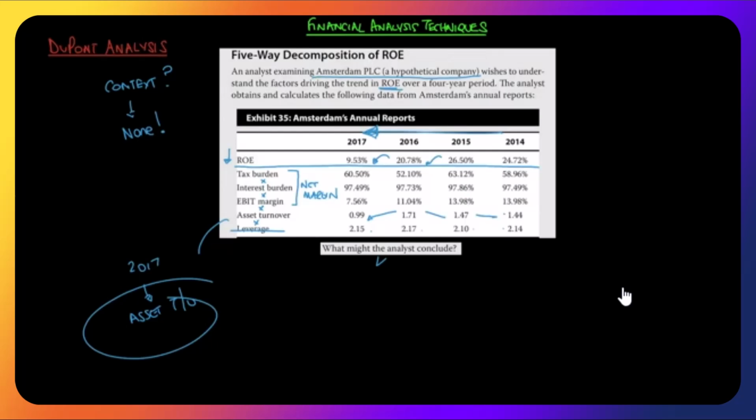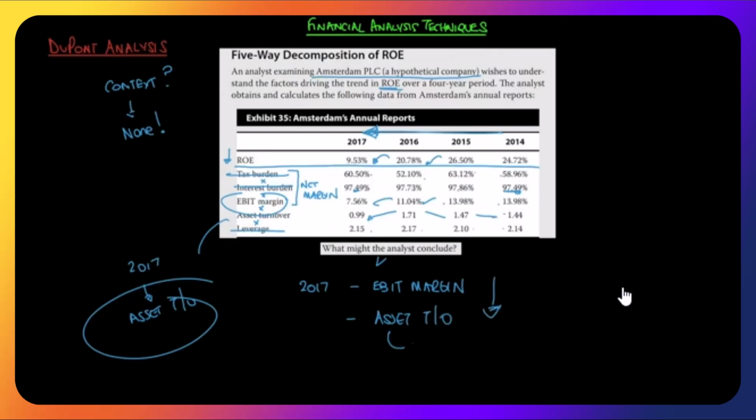Net margins, tax burden, 58, 63, 52, 60, all over the place. I can't really see too much excitement there. Interest burden, 97.49, 86, 73.49. We're back where we started. Nothing really interesting there either. EBIT margin, 13.98, 13.98, 11.7. EBIT margin. The two things that jump out at me in 2017. I think the analyst will conclude that ROE fell due to EBIT margin and asset turnover coming down.